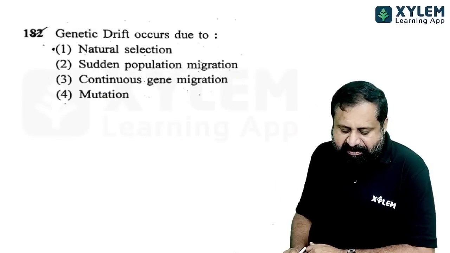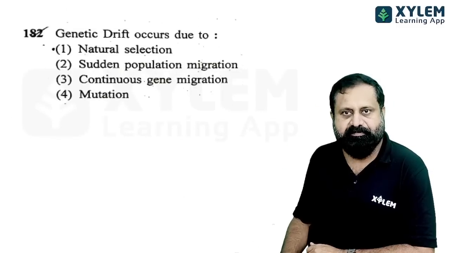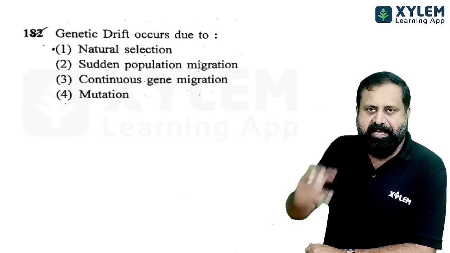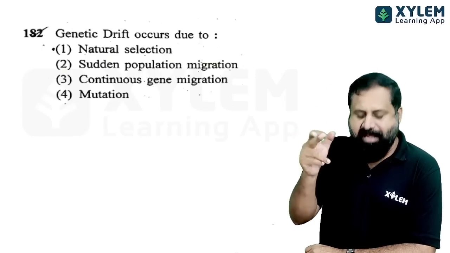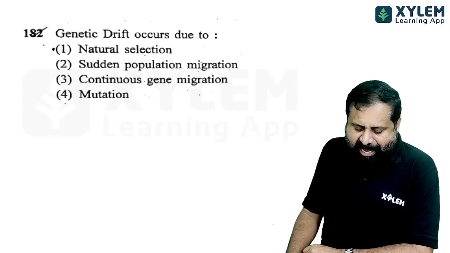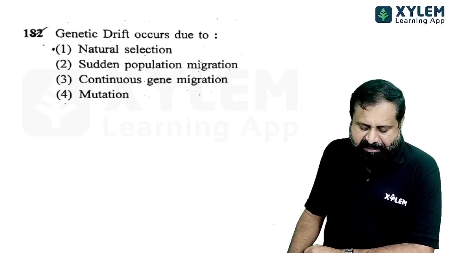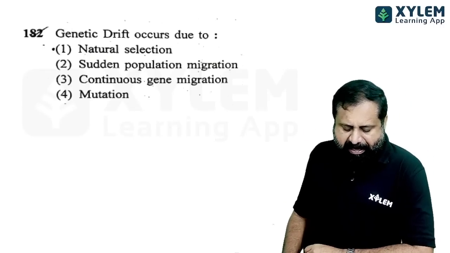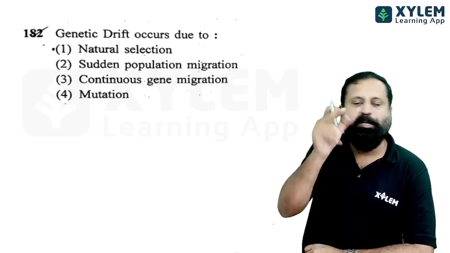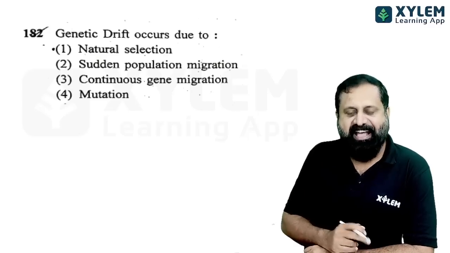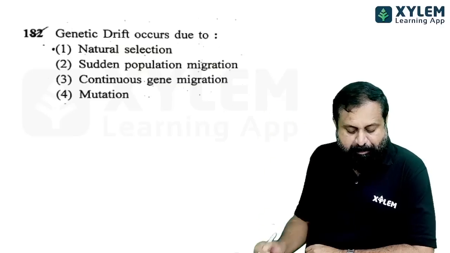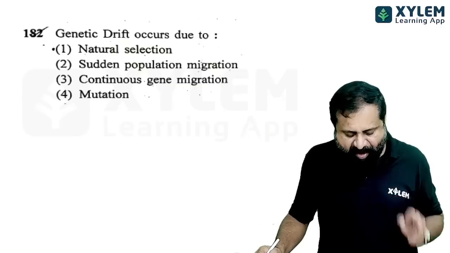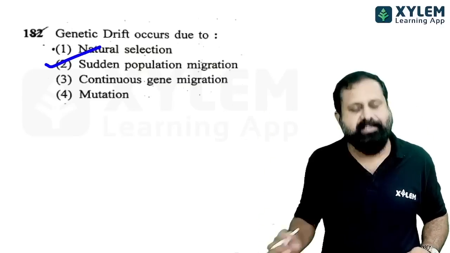182, genetic drift occurs due to... This particular question is coming in evolution actually. Natural selection, sudden population migration, continuous gene migration, mutation, Hardy-Weinberg equilibrium. Watch it. And here this paragraph contains genetic drift, sudden population migration, given in your NCERT. 182, 2 is the right answer.